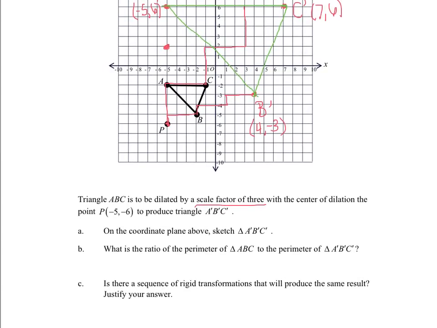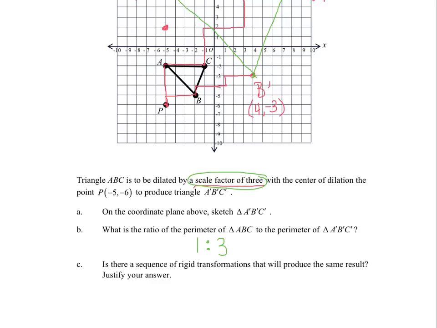Next, what is the ratio of the perimeter of triangle ABC to the perimeter of triangle A prime, B prime, C prime? Well, we know that we've got this scale factor of 3, and we know it's getting larger. So my perimeter for triangle ABC was 1, my perimeter of triangle A prime, B prime, C prime would be 3 times that. So my ratio would be 1 to 3.